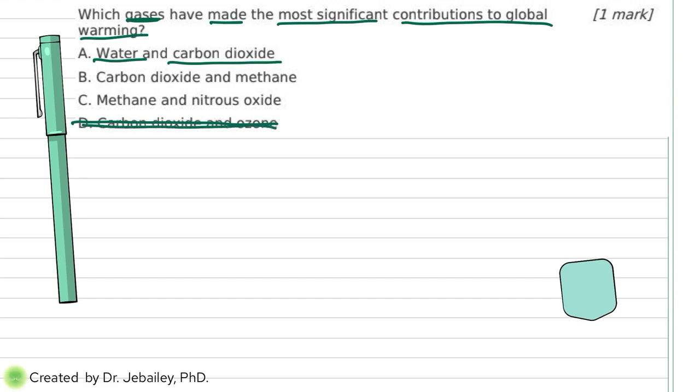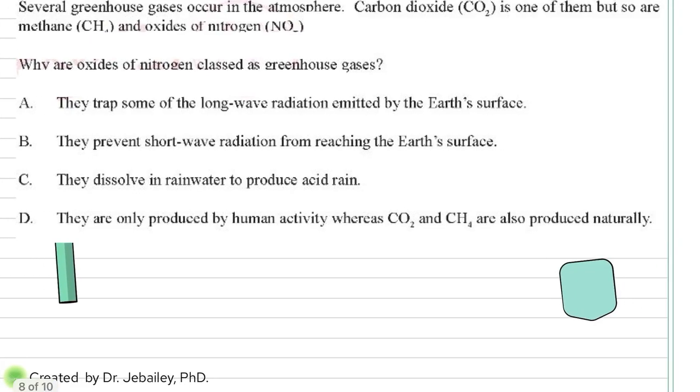Between methane, we know the carbon dioxide is the only one that can be there for sure. So we get rid of these. So then you'll be stuck between these two. But we know there's a lot more water on the earth than there is methane. So definitely water will be the one picked. So the answer is A, water and carbon dioxide. Moving to the next question here.